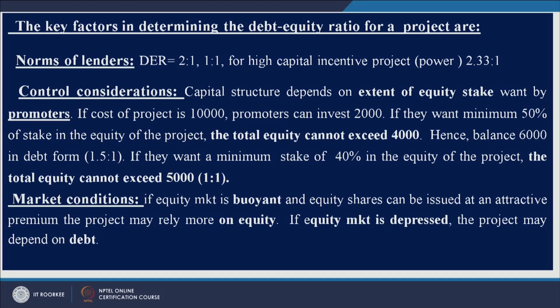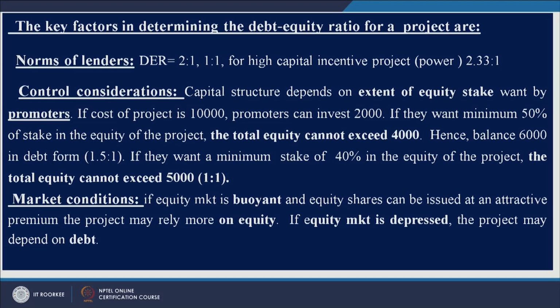So, the total equity cannot exceed 4,000, hence the balance is 6,000, right. So, what would the debt equity ratio be? It's 1.5 to 1, right, it is 6,000 and 4,000. So, if they want a minimum stake of 40% in equity of the project, then this ratio would be 1:1, right.